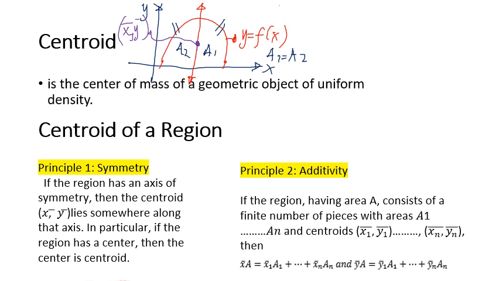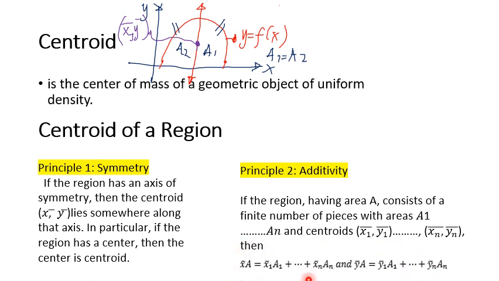Now, we have our additivity principle, or the second principle for the centroid of a region. If the plane area, a bounded region having area A, consists of a finite number of pieces with areas A sub 1 to A sub n, and the centroids are x bar 1, y bar 1, and so on, up to x bar sub n and y bar sub n, then to get the centroid you need to consider these equations.